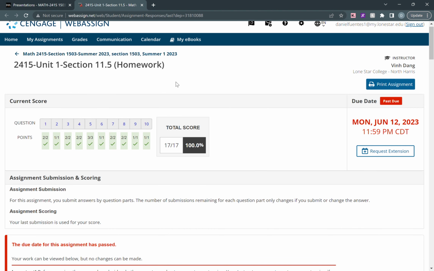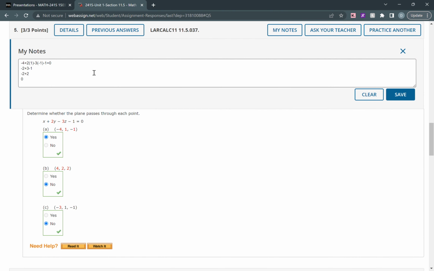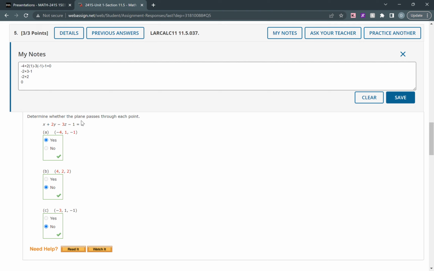Hello, yes. Today for my unit presentation, I will be doing Unit 1, Section 11.5. The question I'm doing is question number 5. Determine whether the plane passes through each point. The only way to determine whether the plane passes through each point is by plugging in the actual point.